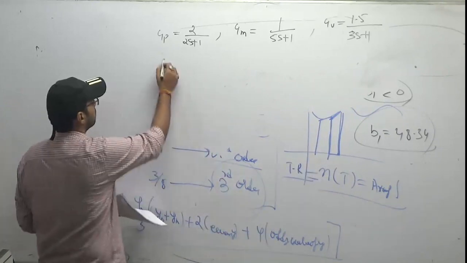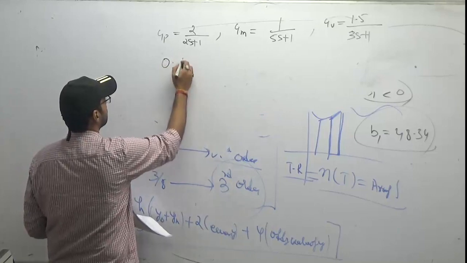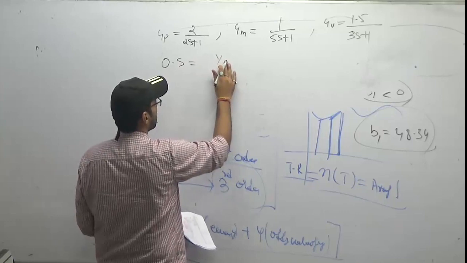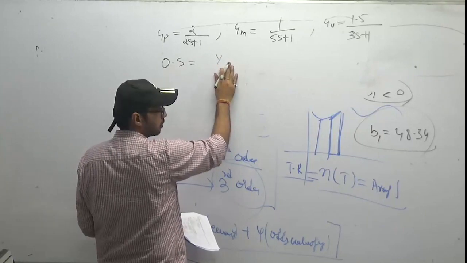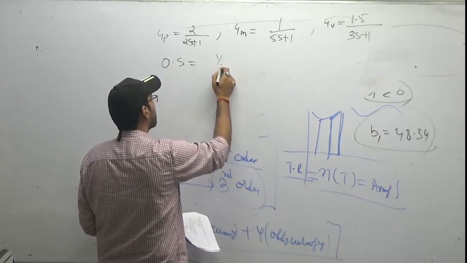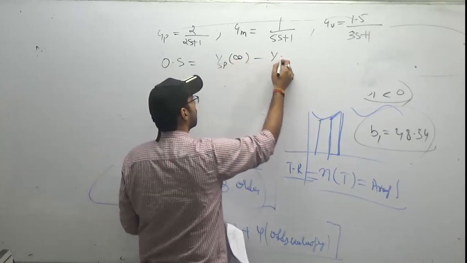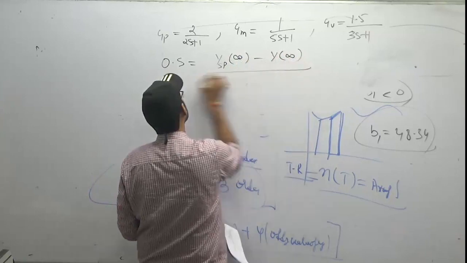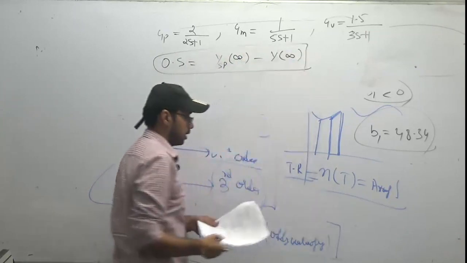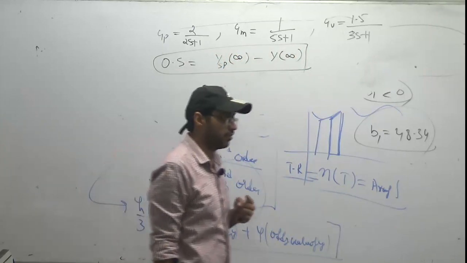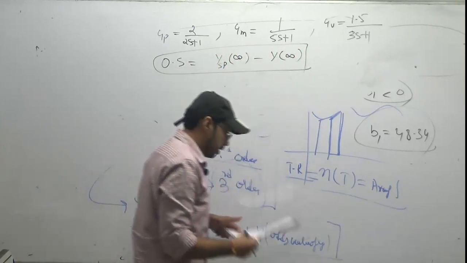Steady state error is simple, offset. They are asking about the offset, which equals Y of Sp at infinity minus Y at infinity. Infinity means t tending to infinity, so corresponding to t tending to infinity, we have s tending to 0.